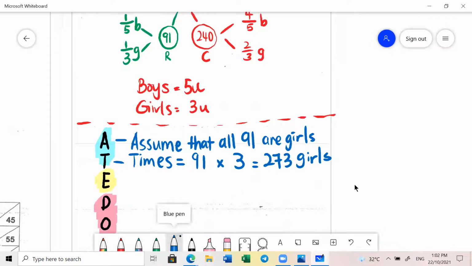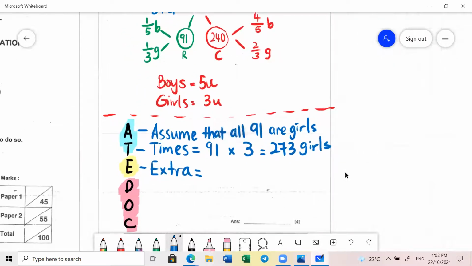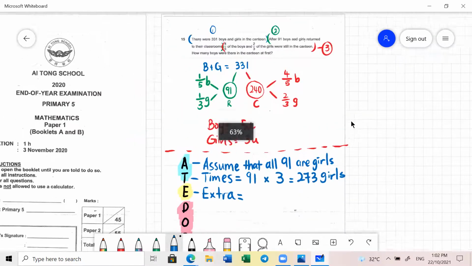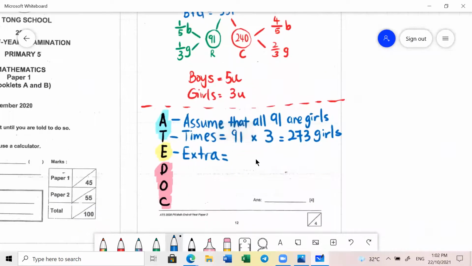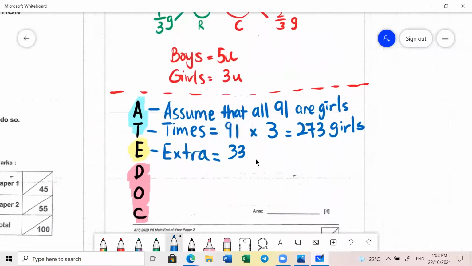And then after that, I move on to look at E. E stands for extra. What is extra? Extra basically means the difference between the assumption value and the actual value. As you can see over here, it is definitely not 273, but 331. So we want to use 331 minus 273, which equals 58. And what is this 58? We don't know yet. We are just going to leave it as that.